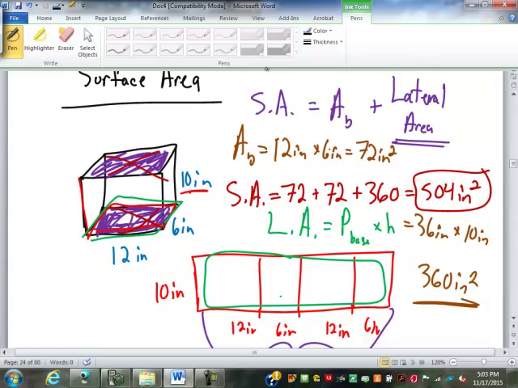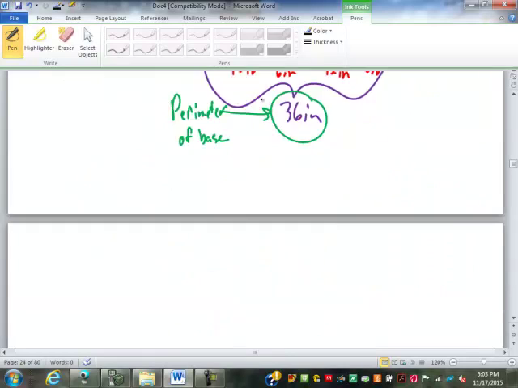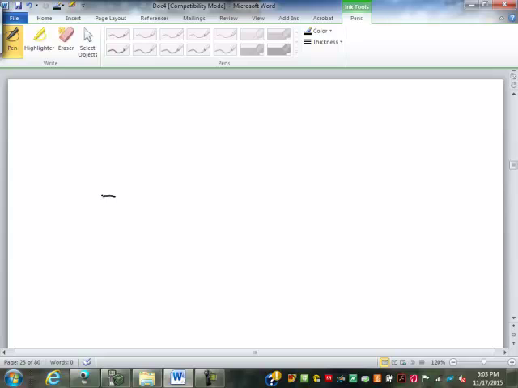Why on earth do I define surface area that way, by dividing up into area of the bases and the lateral area? Same reason I did the volume that way. Not because I'm mean and I want to see you suffer. That's just a byproduct.